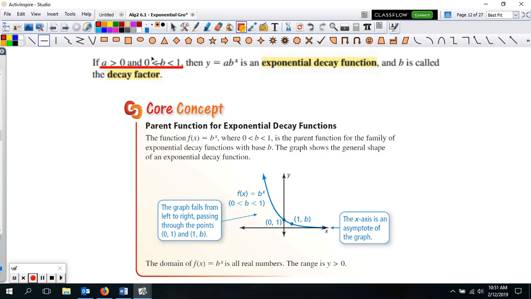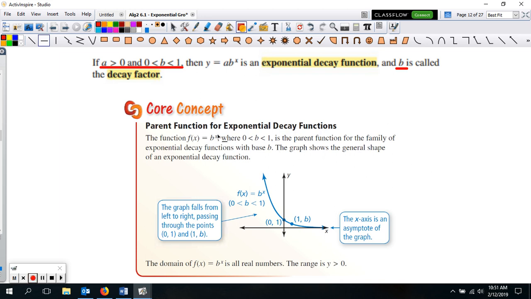So that's what a decay function is. So you may want to just put that down there. It's between 0 and 1. So it's some fraction, some decimal number that's less than 1, but obviously it's positive, so it's definitely going to be positive. And the decay factor, that's also b as well. So b is either the growth factor or the decay factor, just depending on whether you have exponential growth or exponential decay.